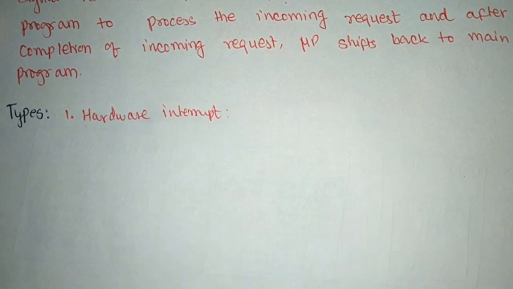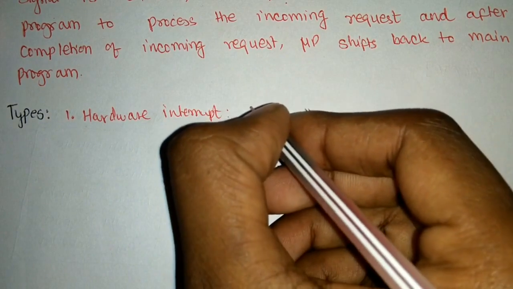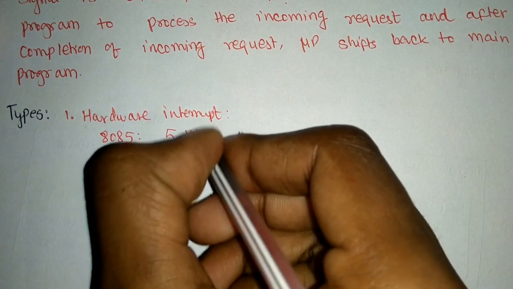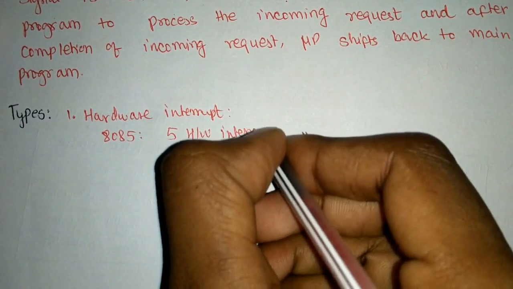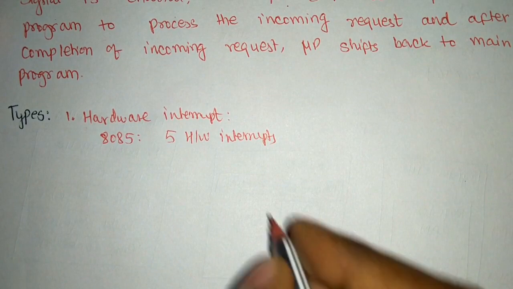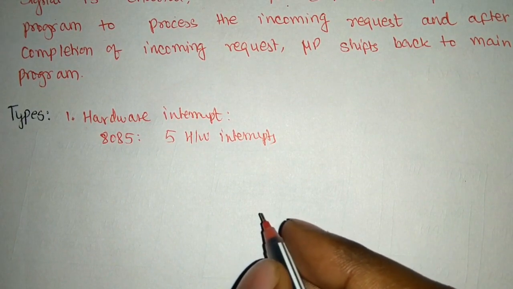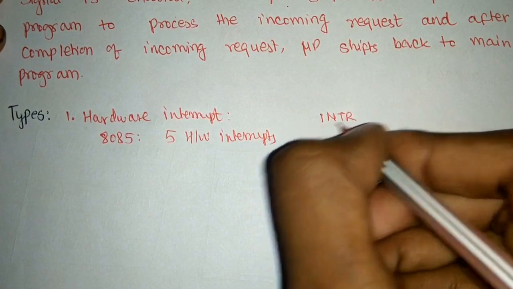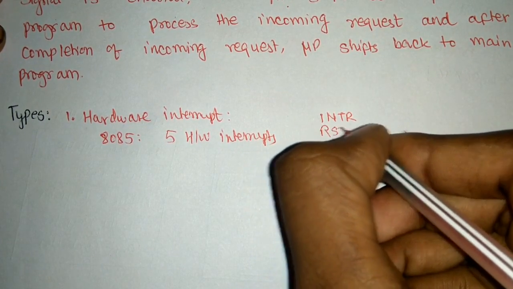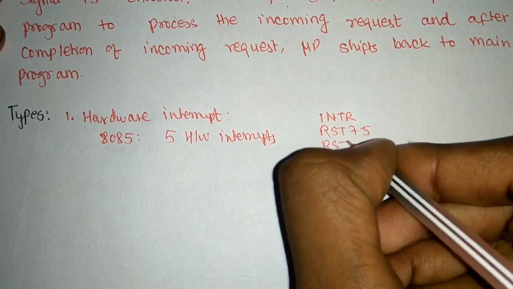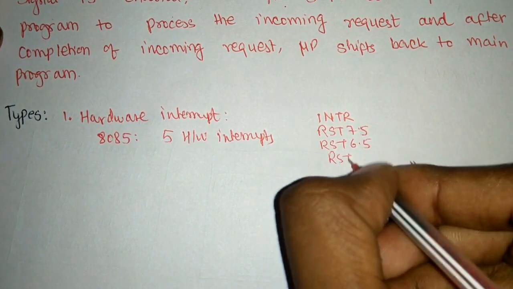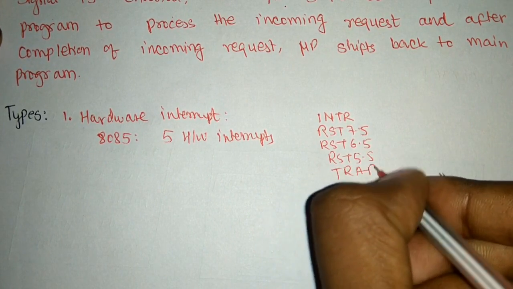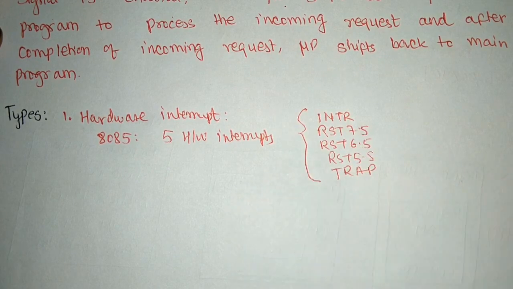So we can have a hardware interrupt. In case of our 8085 microprocessor, we have 5 hardware interrupts. Although the names are not important here, you can have them: INTR, RST 7.5, RST 6.5, RST 5.5, and TRAP, T-R-A-P. These are the interrupts in the hardware of our system.